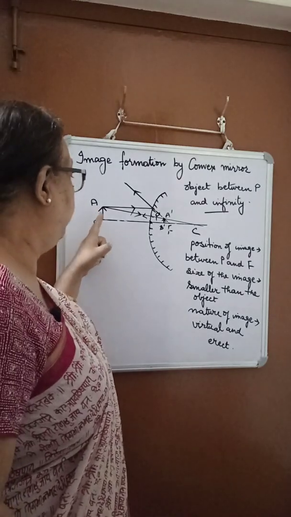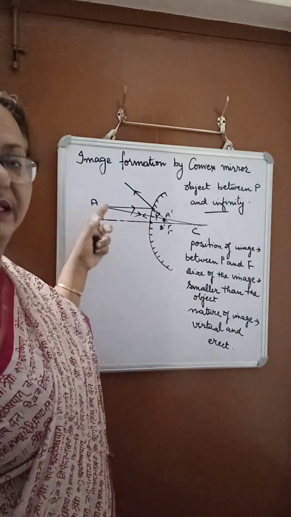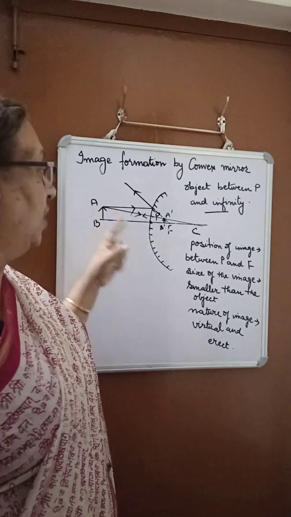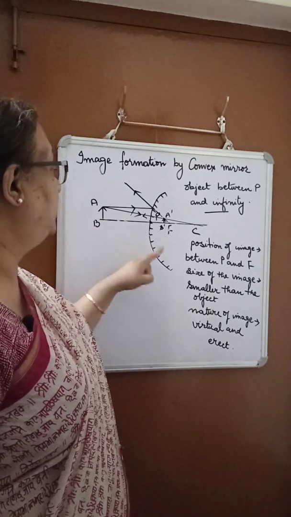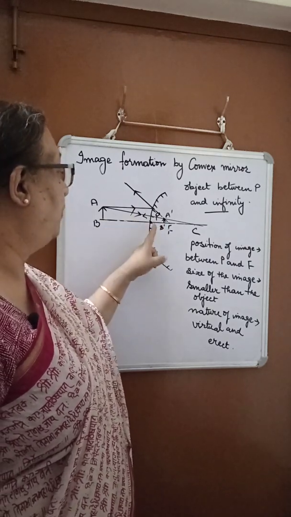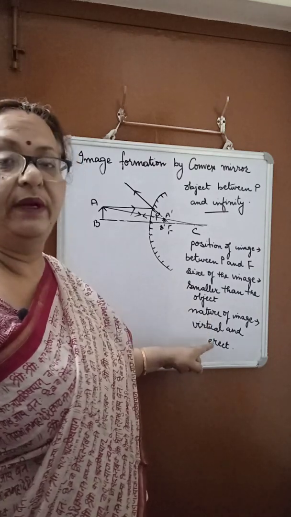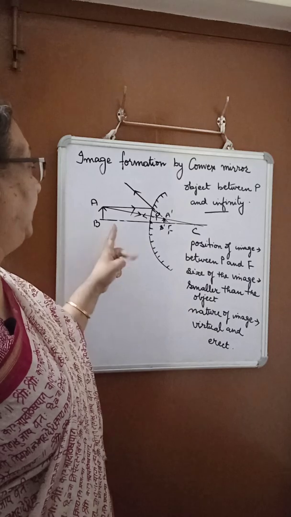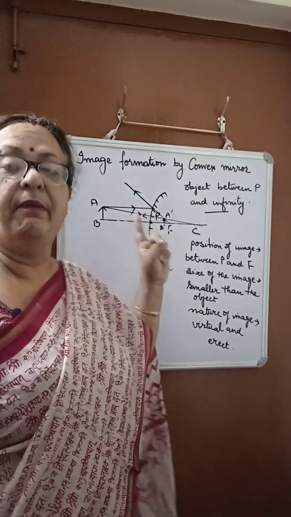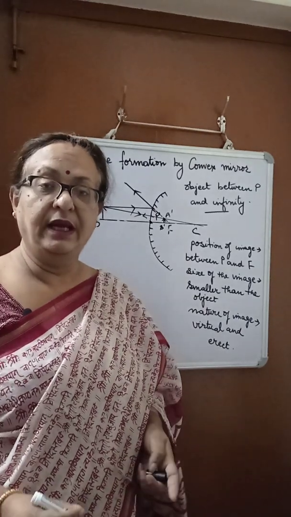So you keep the object anywhere from the pole to infinity, that is at some finite distance, you always get an image which is smaller than the object, and it is always formed between the pole and focus, and the nature is virtual and erect. So these are the two positions of image formed by a convex mirror. So I hope you all understood this, children. Thank you.